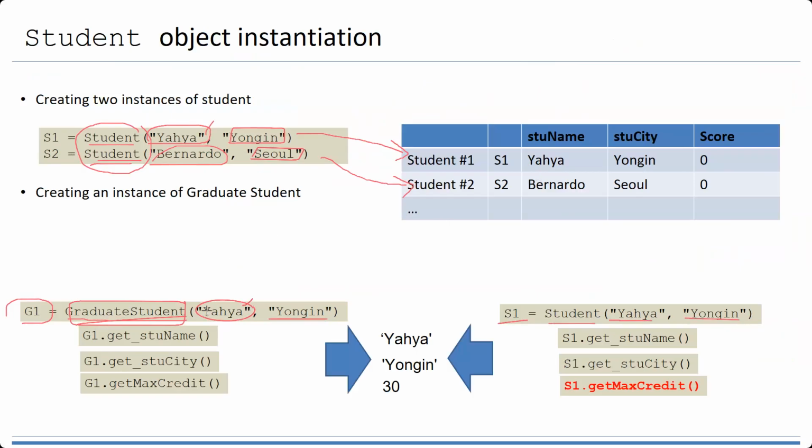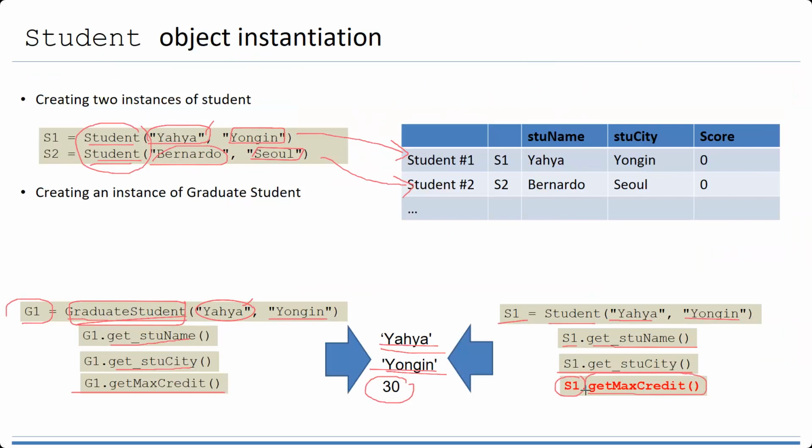Whenever you try to connect with the method, if you get the student name, Yahya, and whenever you get the S1 get student name, the result is Yahya. When you get the student CD, the result is Yongin. And when you get the S1 get student CD, the result is Yongin. When you use the G1 get maximum credit, you see the result is 30. But when you use the S1, you cannot call this one.